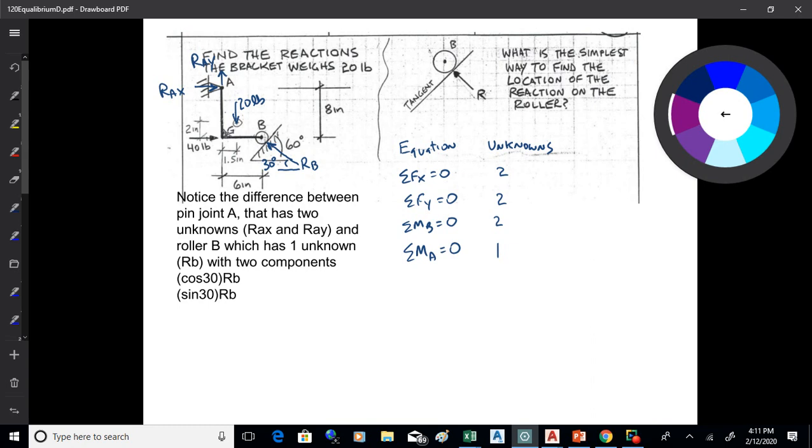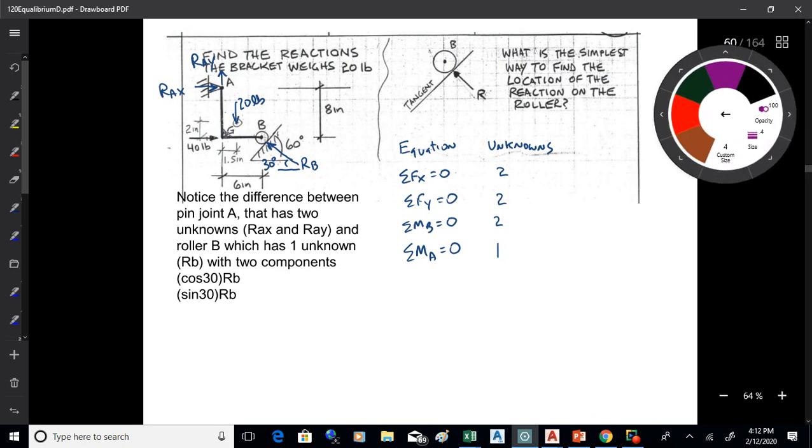If we take a moment about B, we will have REX and REY as unknowns. So those first 3 options get us 2 unknowns in each equation. That's not a good way to start. So the place to start is to take a moment about a place where there are 2 unknowns acting, and that would be the pin joint right there. That's going to get you 1 unknown.